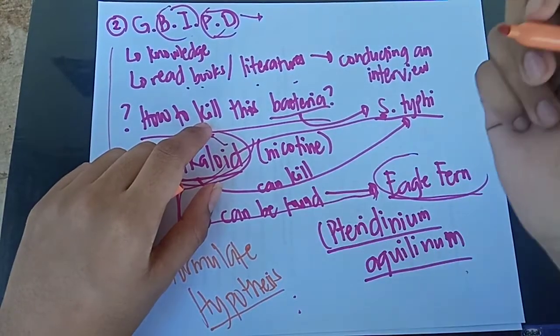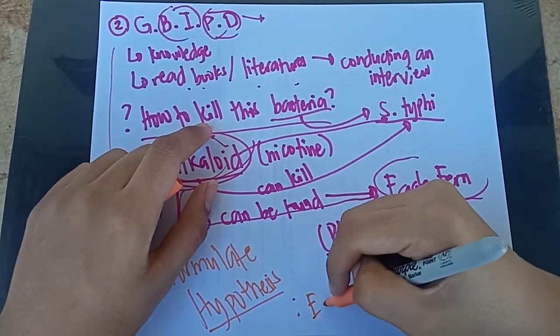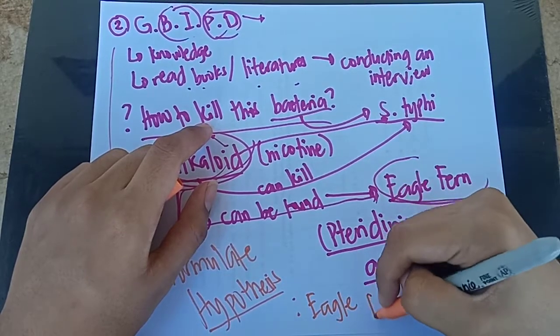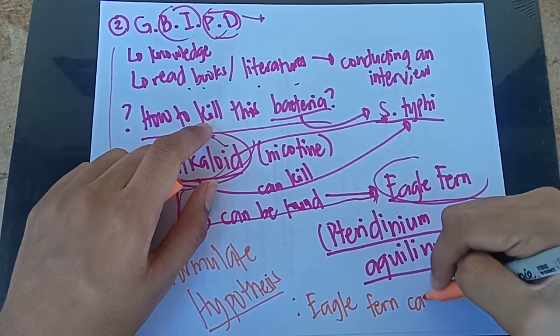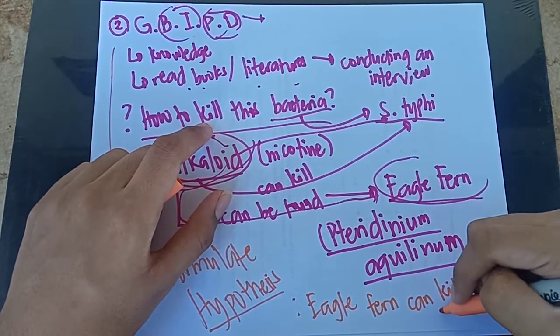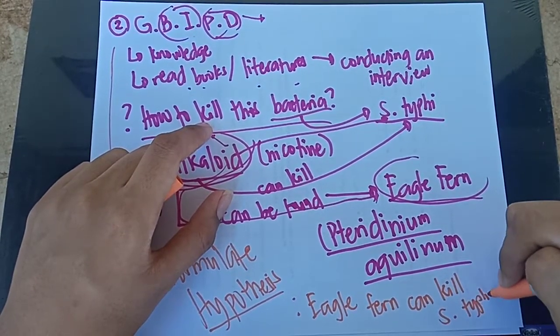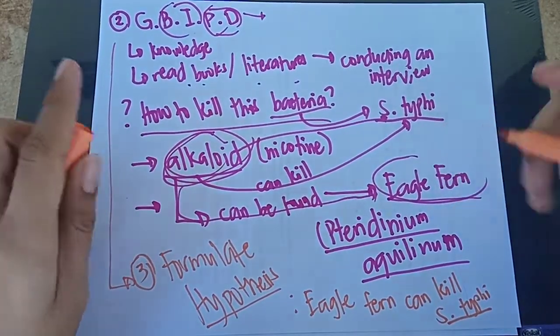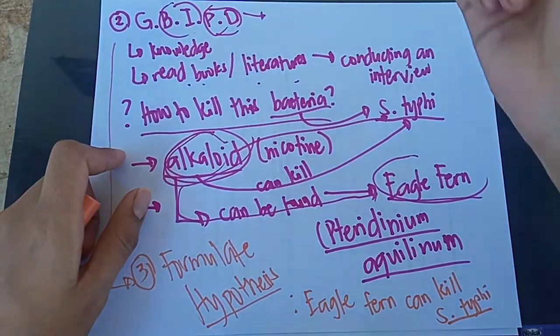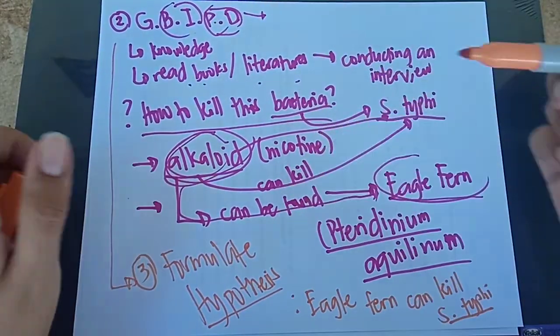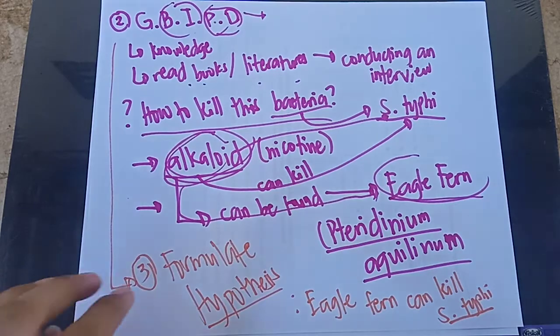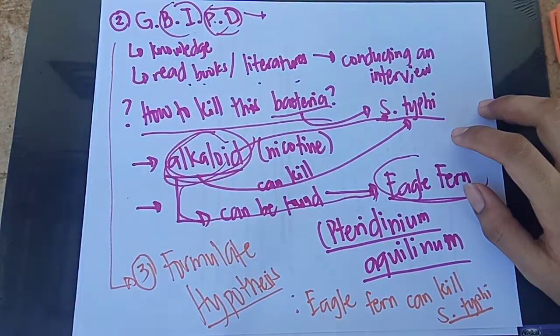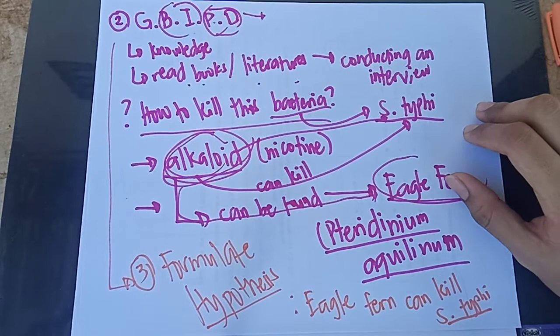So, we can hypothesize that eagle fern can kill or can eradicate Salmonella typhi. Okay? So that will be our hypothesis. Now, using this basic information, preliminary data, and hypothesis, what do you think is the next step in the research process before we prepare a research design?